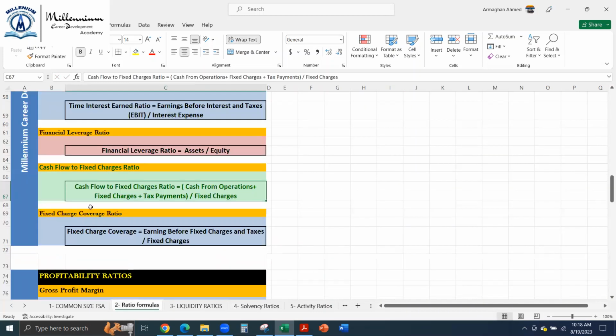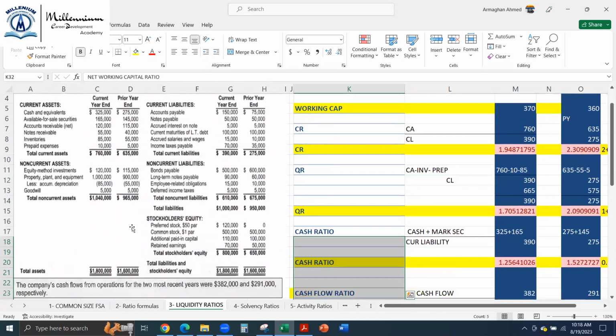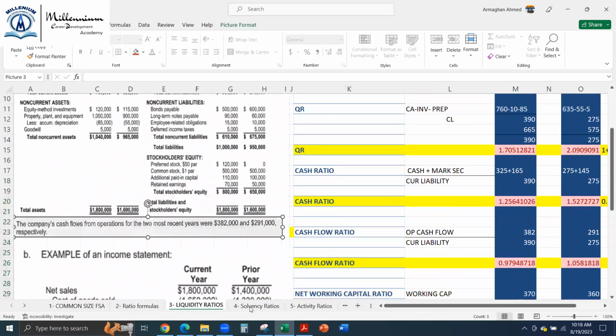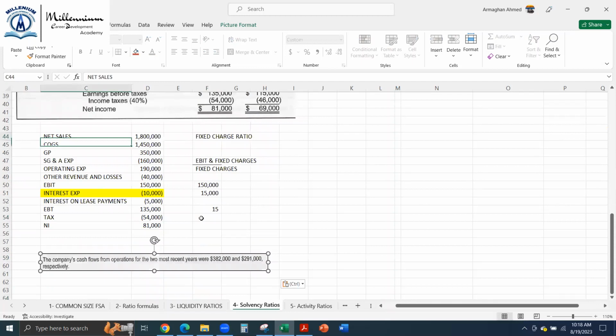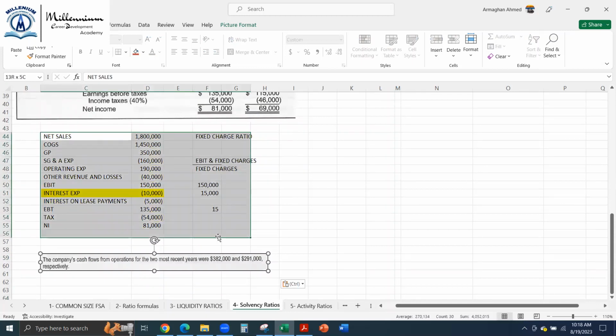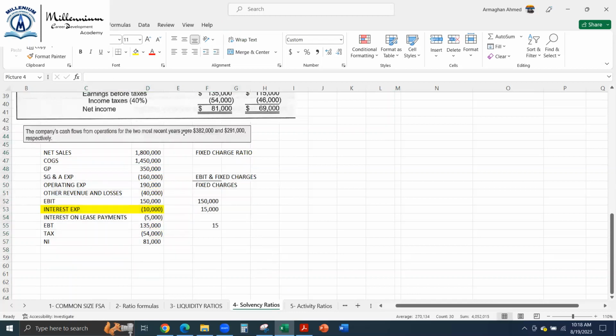And there was another formula that we had, the cash flow to fixed charge ratio. Here we had discussed how much the operating cash flow was. Let me bring this one here. So our cash flow is here. Now we can calculate the cash flow to fixed charge ratio.